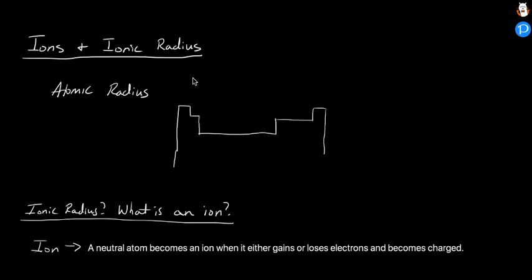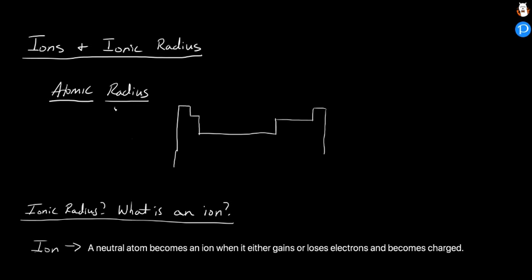Mr. Carlson here. Let's talk about ions and ionic radius. And really, in order to talk about that, we first have to go back a little bit to last week and remind ourselves about one thing that we learned about, which was the atomic radius.